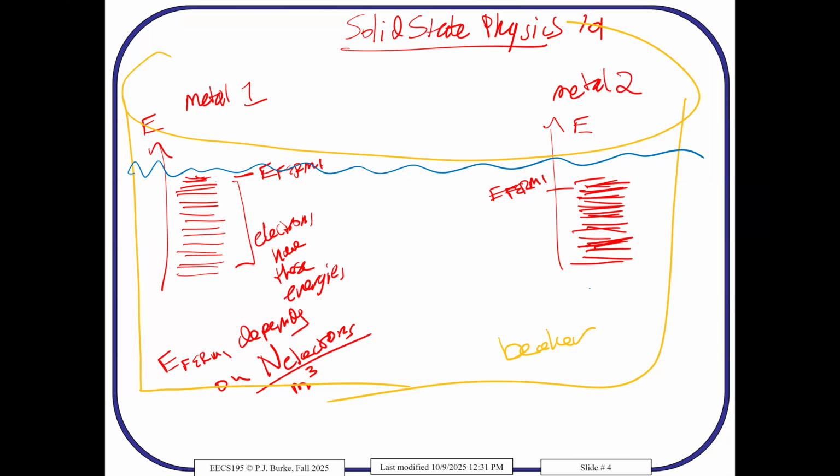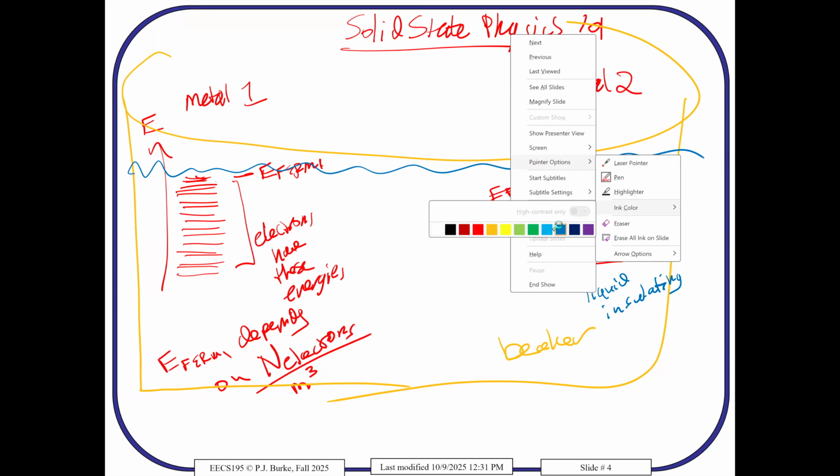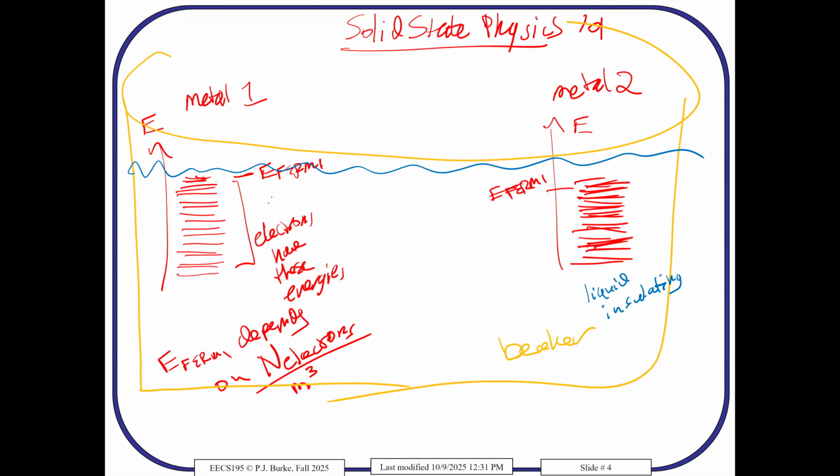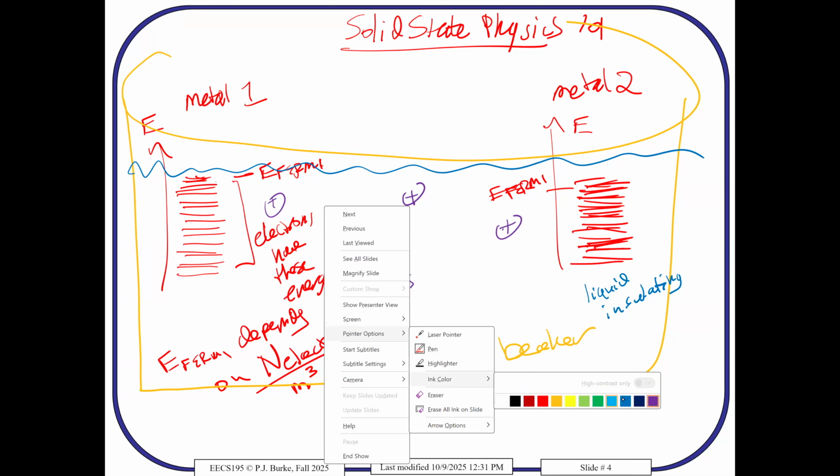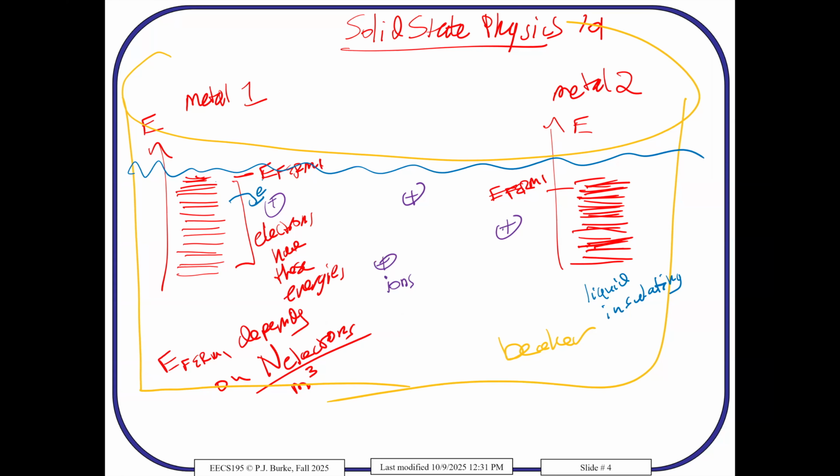Now, the liquid, if it's insulating, nothing happens because it's an insulator. It's as if there was air or vacuum between those two pieces of metal. Instead, we put a small concentration of ions, for example, lithium, that are allowed to move around freely in that liquid. They're positively charged atoms. And when that ion gets close to an electrode on one side, an electron can come onto that ion.